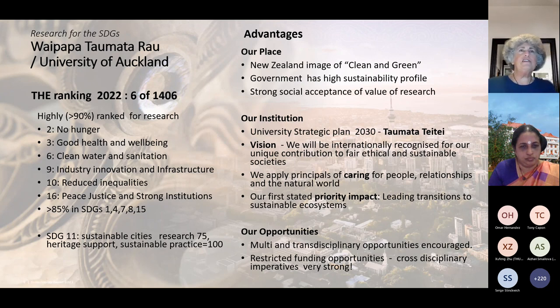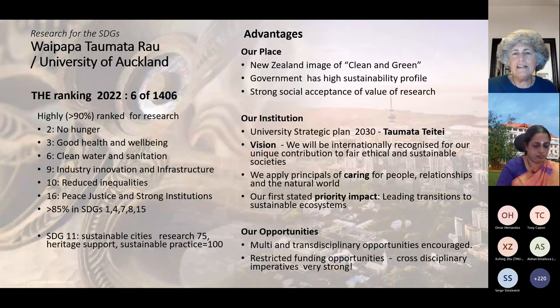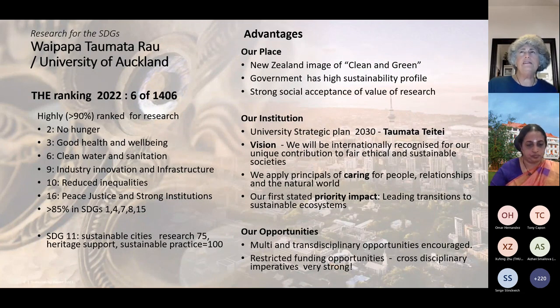And we have a number of advantages, and this is the second part of my slide. We recognise then that our place is really important here. New Zealand has this image of being a nice, clean, green country. That may or may not be true, but there's an ethos here for us and for the academics at the university and for researchers throughout the country. Our current government has a really high sustainability profile. And there's still a very strong acceptance of the value of research, which means we feel our work is valued here.